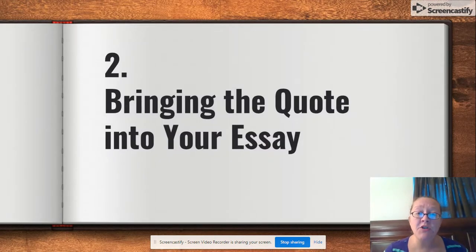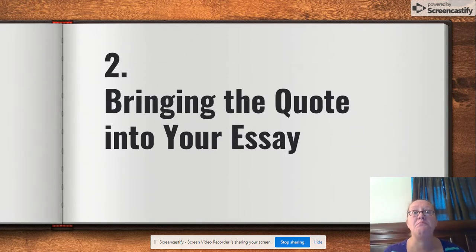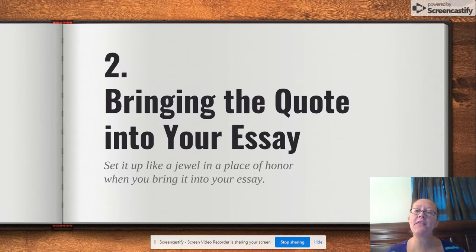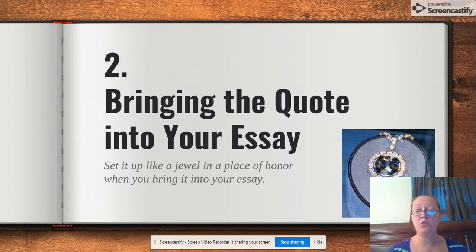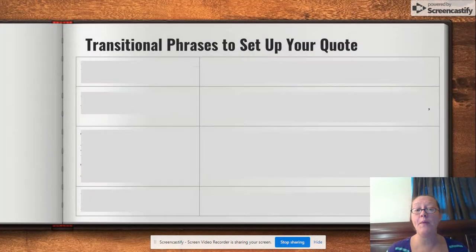Now, once we've found our quote, we can't just put it in the essay. We have to set it up somehow. And you almost want to think about it like a jewel or some very expensive, special piece of jewelry that you want to bring your reader's eye to. Jewelers do this when they have a really exquisite piece of jewelry and they want their customers to focus in on that. We're going to do the same thing for our quote because they are so powerful.